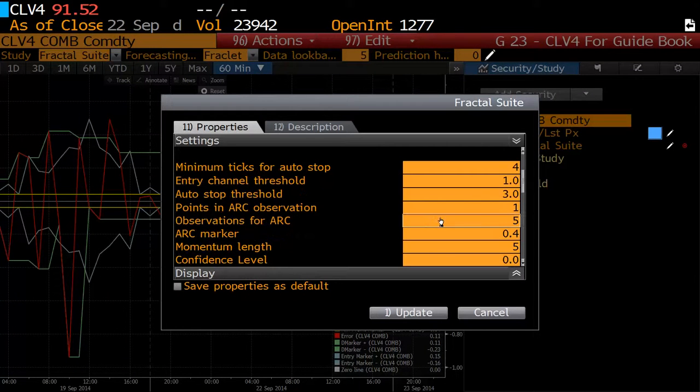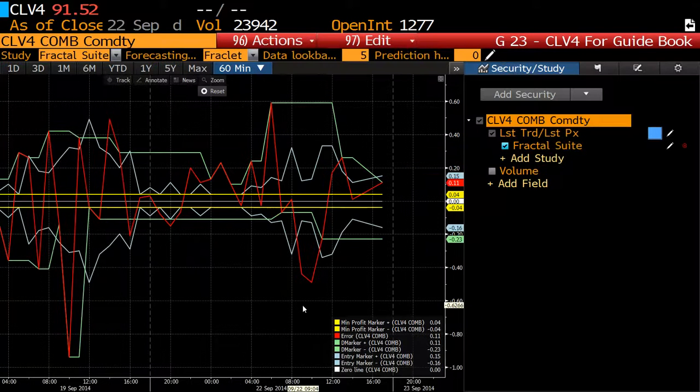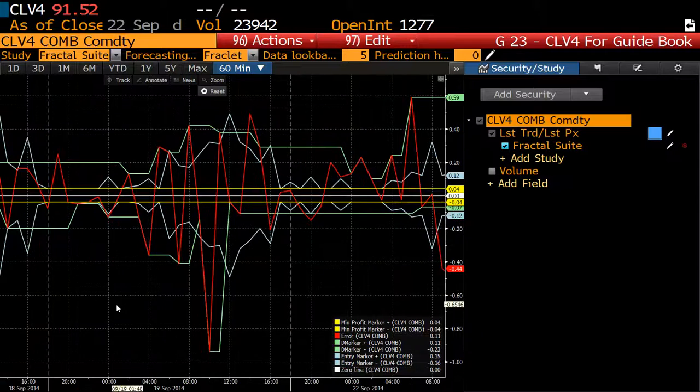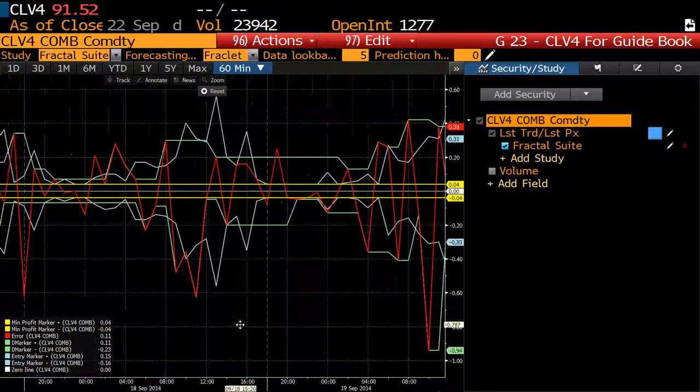So what you can do is basically work with the observations for the ARC number, find a sensitivity level that you feel comfortable with. If the observation level is too low, you're probably going to lock in almost every case of when the error is moving outside of the entry marker. But a good balancing point is probably somewhere between 5 and 10. Maybe even just use the default level to start with. And I would say that a good majority of the time you're going to be protected from bad trades.